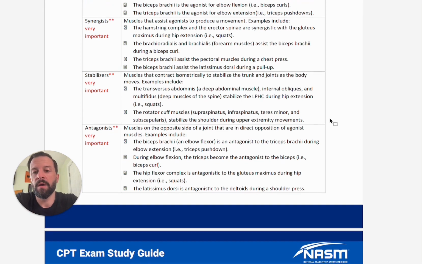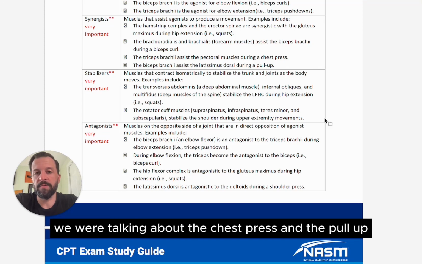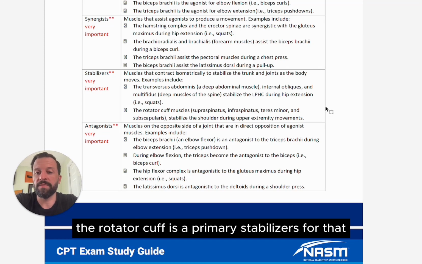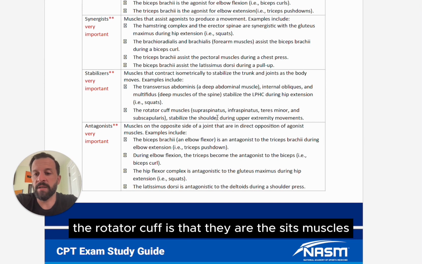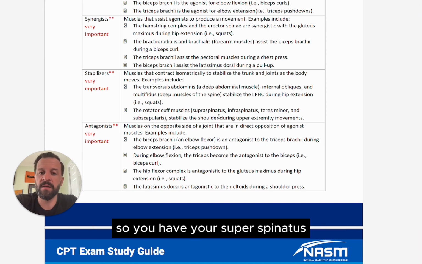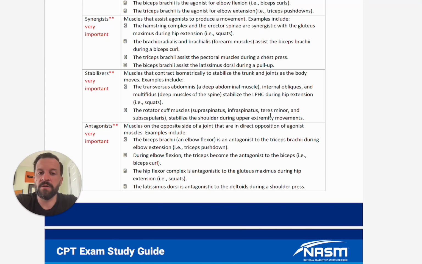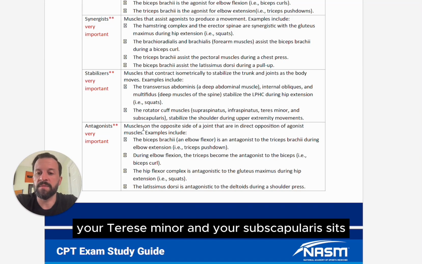And then similarly, like we were talking about the chest press and the pull-up, the rotator cuff is a primary stabilizer for that. And a good way to remember the rotator cuff is that they are the SITS muscles. So you have your supraspinatus, your infraspinatus, your teres minor, and your subscapularis. SITS.